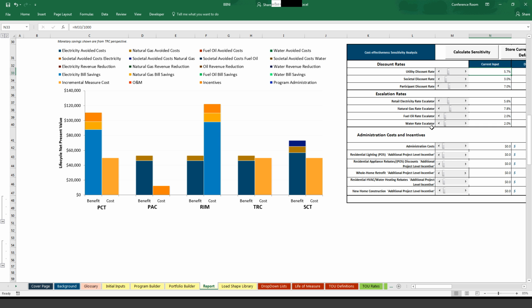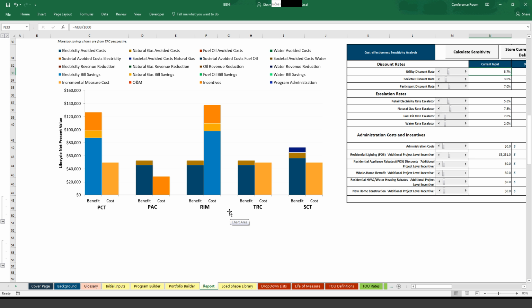And then we could add administration costs that would make the program administrator test look worse. So the costs went up and the benefits relative to the costs look worse now. But these are the sensitivities that the user can test out. And the slides on use cases describe how these can be used in combination with different initial inputs to have different scenarios that look at low fuel prices or different cost effectiveness thresholds, etc.